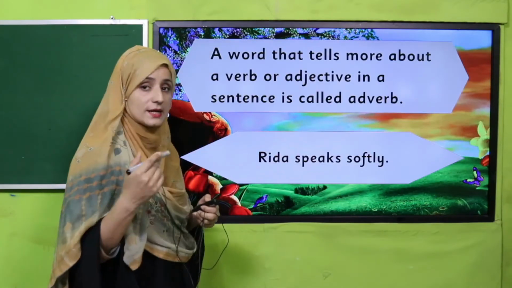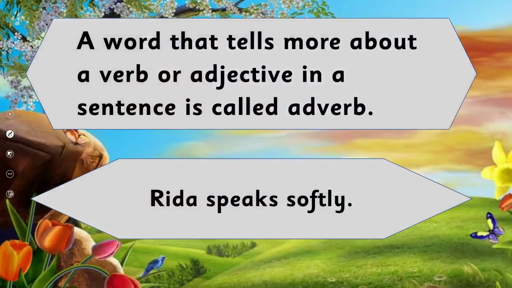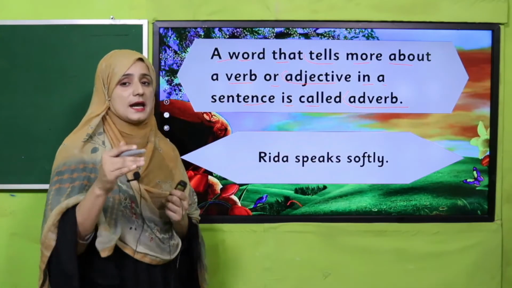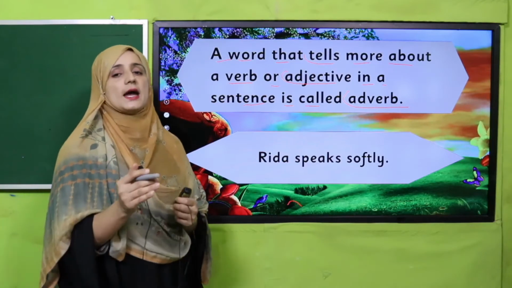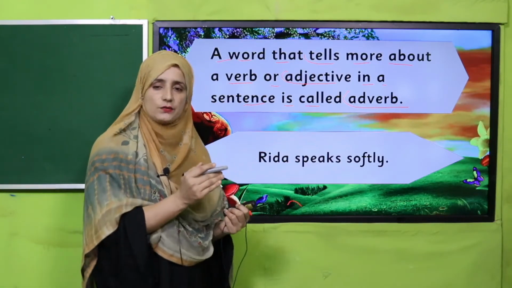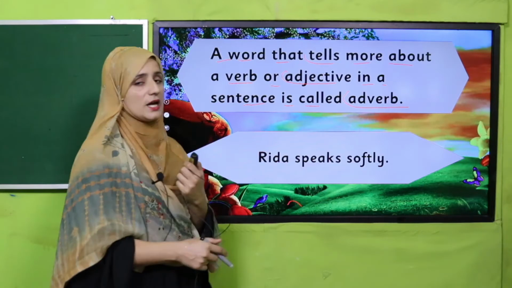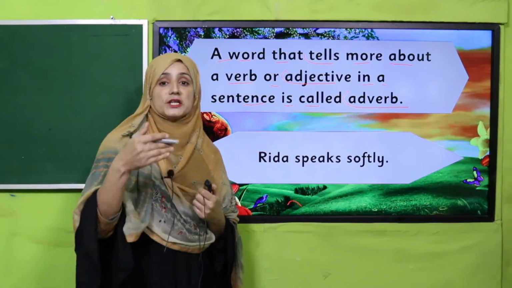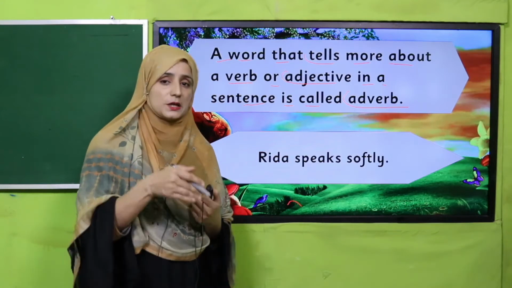What is an adverb? Let's see. A word that tells more about a verb or adjective in a sentence is called an adverb. An adverb always qualifies a verb or an adjective in a sentence. How does it qualify it? It tells us in which manner the action is being done.